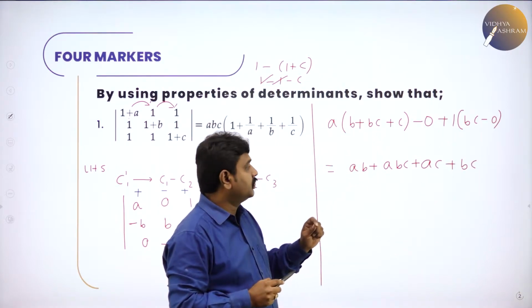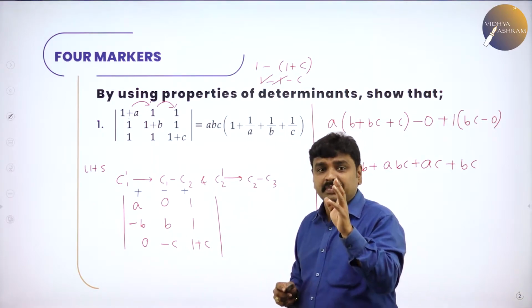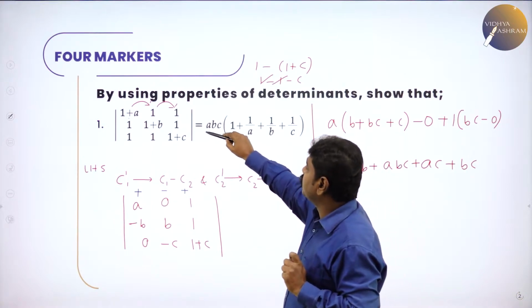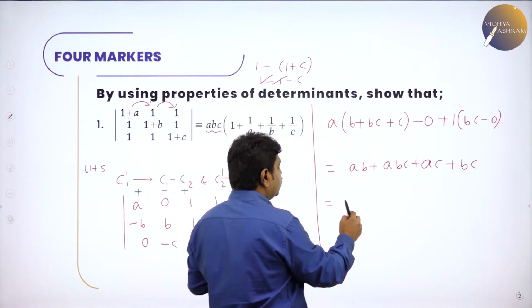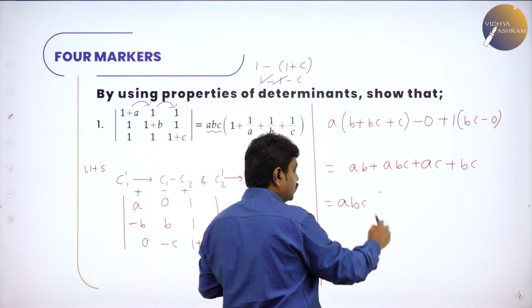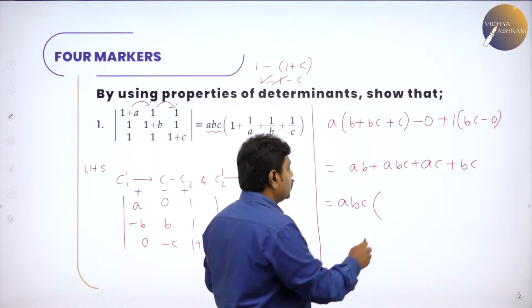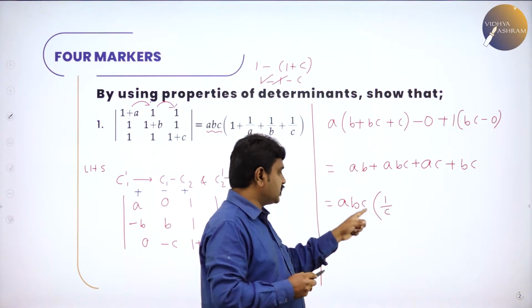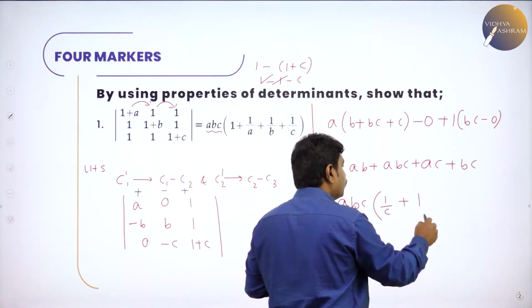These are the values. Now if you observe the RHS, always the decision depends on the RHS. On the RHS we need a into b into c. So take abc common. If I do that, here we have only ab. What is missing? C is missing, so it will become 1 by c. Now you multiply abc into 1 by c, c cancels, it will become ab. Similarly here all abc are there, so it will become 1.